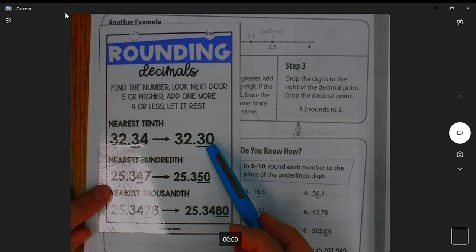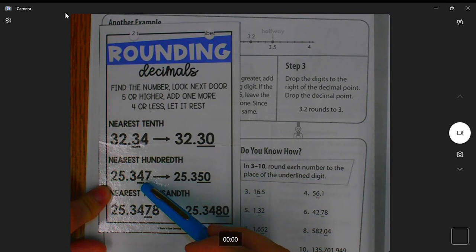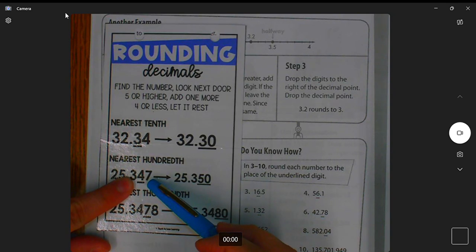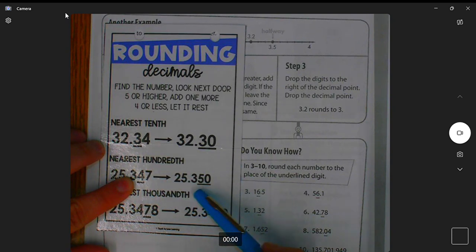To the nearest hundredth, find the number. I'm in the hundredths position. Go next door. 5 or higher, add 1 more. 4 or less, let it rest. 7, is that higher or lower than 4? Yeah, it's higher. So, it just becomes a 0.